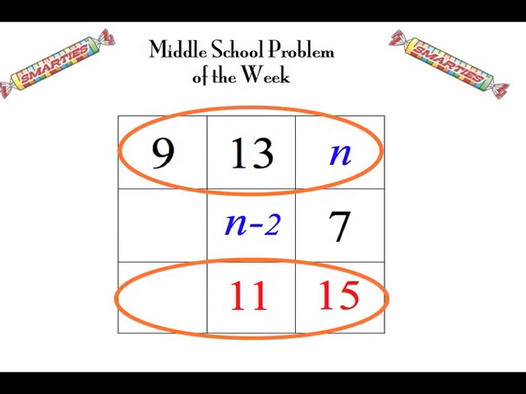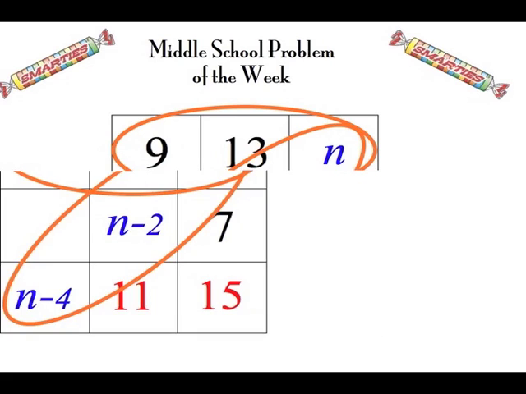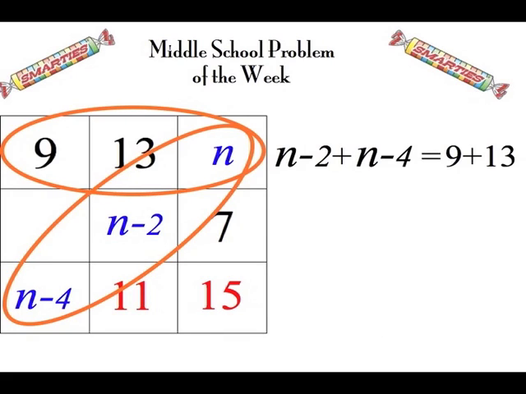We look at the top row and the bottom row, and since 9 and 13 is 22, and 11 and 15 is 26, the corner square must be 4 less than the top right square. And then we look at this diagonal and the top row, and we realize that since 9 and 13 is 22, then the n minus 4 and the n minus 2 added together must be 22.